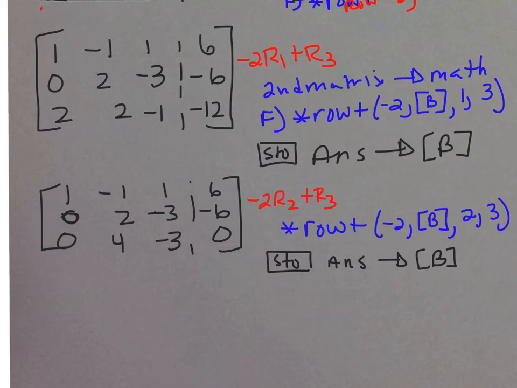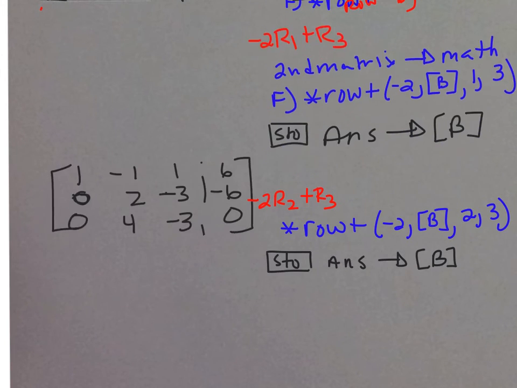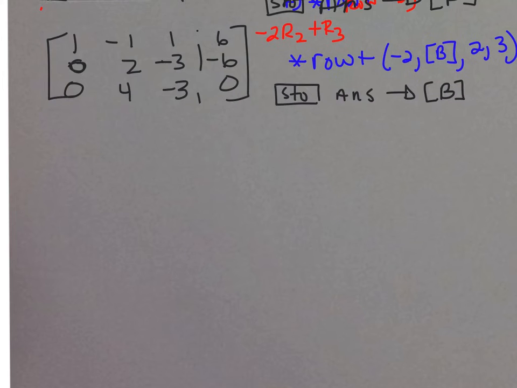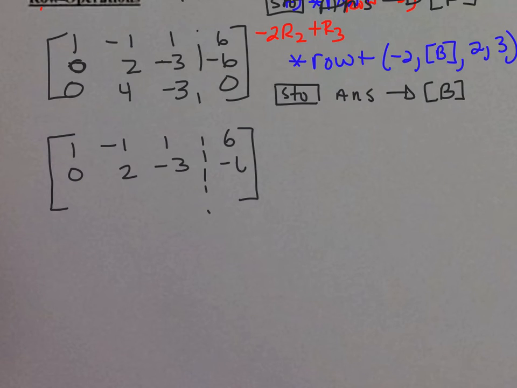So let's write our new matrix. So our new matrix is going to be, I know you guys are probably on the back of your paper, that's fine. Because I have notes on the back there anyway at the bottom. So rewrite your new matrix. So I have 1, -1, 1, 6, 0, 2, negative 3, negative 6, 0, 0, 3, 12.